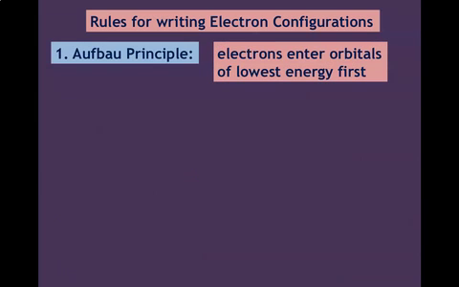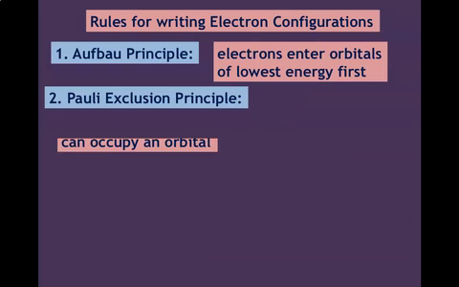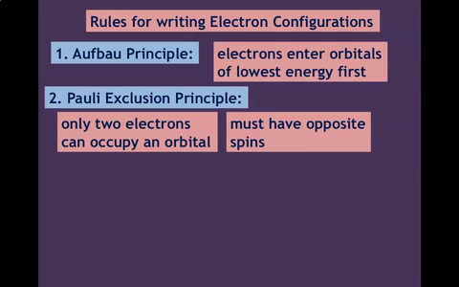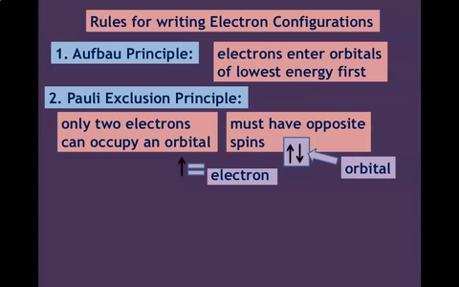We have to follow the Aufbau principle, which says the electrons enter the orbitals of lowest energy first. They're going to go in the 1s orbital before they go in the 5s orbital, because that's a 5th energy level. We also have to follow the Pauli exclusion principle, which says that only 2 electrons can occupy an orbital. We said 2 electrons to a room, and they have to have opposite spins. We note that when we do orbital diagrams by putting an up arrow and a down arrow into the box. The box represents an orbital, and each arrow is an electron.